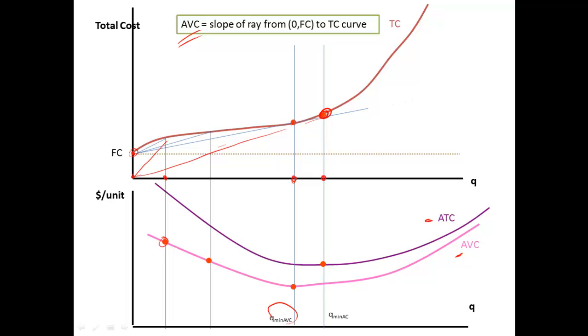Another point to make is that the difference between ATC and AVC, this vertical distance, is declining. Now, why is it declining? Well, it's because the difference between ATC and AVC is just the fixed costs divided by the number of units of output. So as the number of units of output gets bigger, that difference declines.